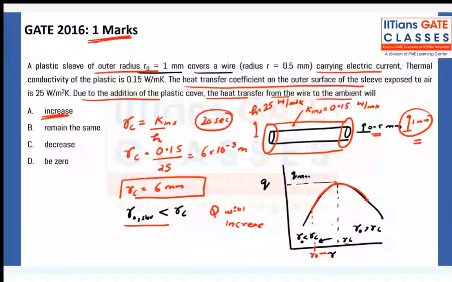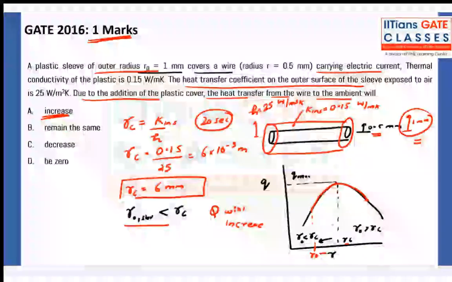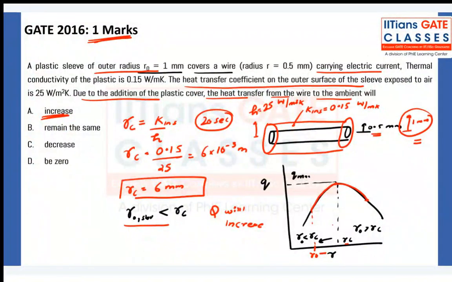Hello, sir. Tell me. Like I really understand the last statement of the question. Like I got 6 mm. I know that if we increase above 6 mm, it will get reduced, and if we decrease below 6 mm, it will also decrease the heat transfer. But what is that line the question asked? I didn't understand.